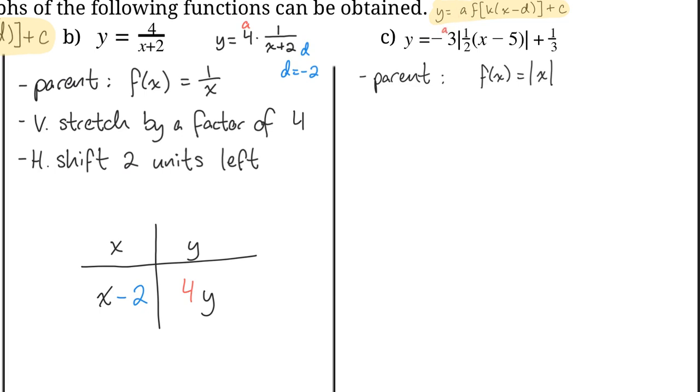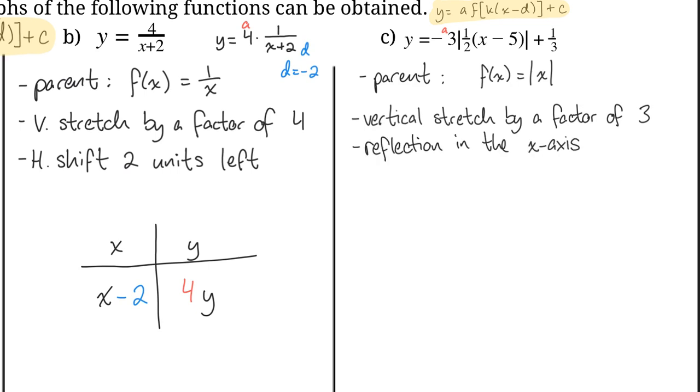So that means two things are going to happen. The absolute value of 3 is bigger than 1, so that means we're going to have a vertical stretch by a factor of 3, but also it's negative, so that means there is a reflection in the x-axis.